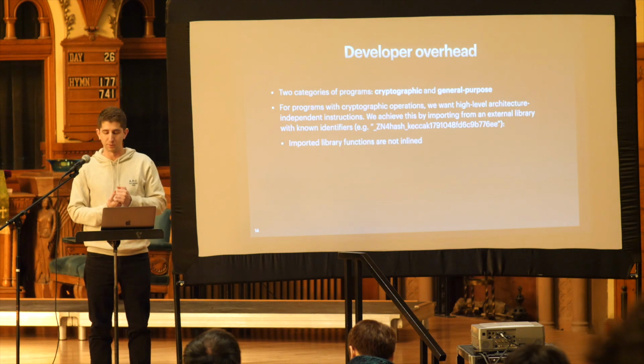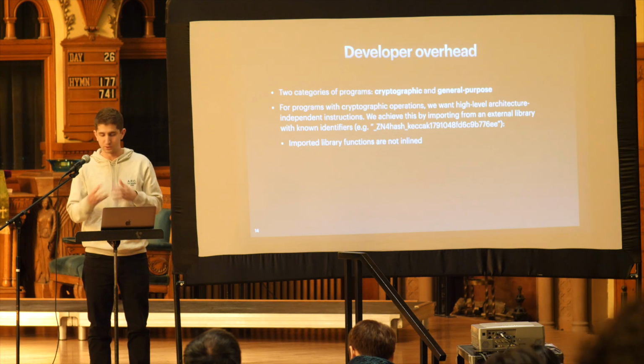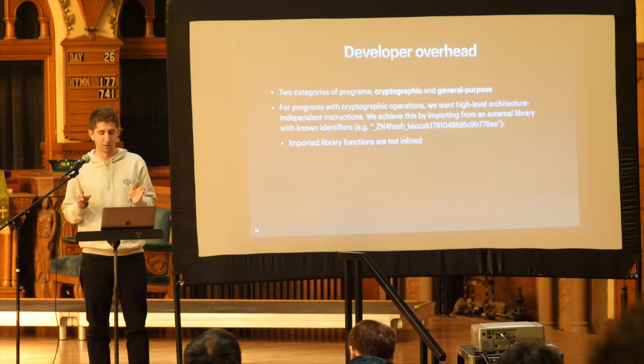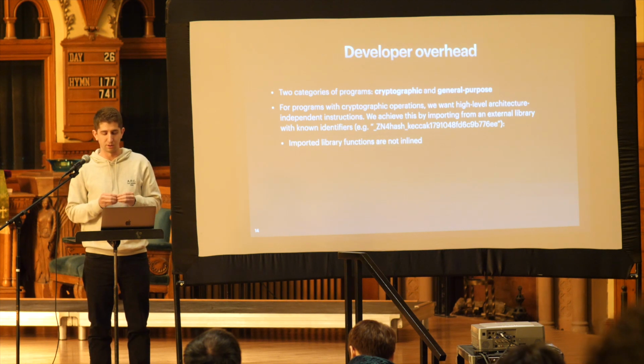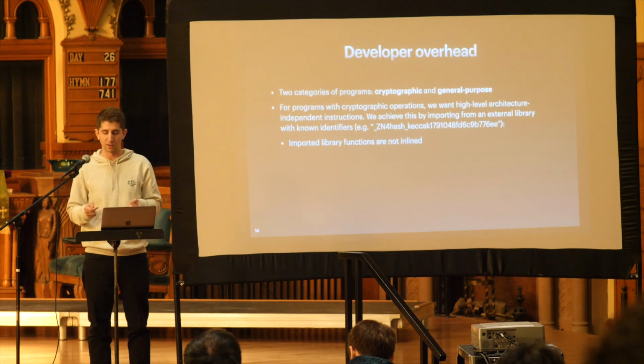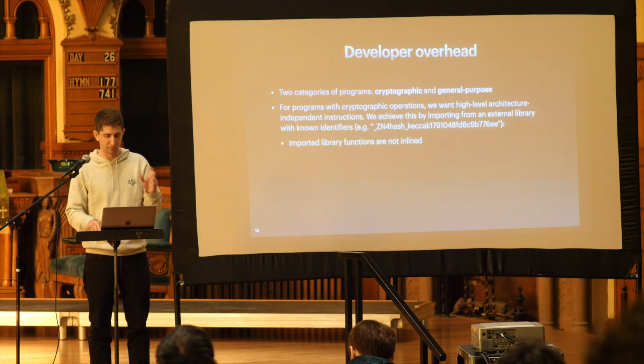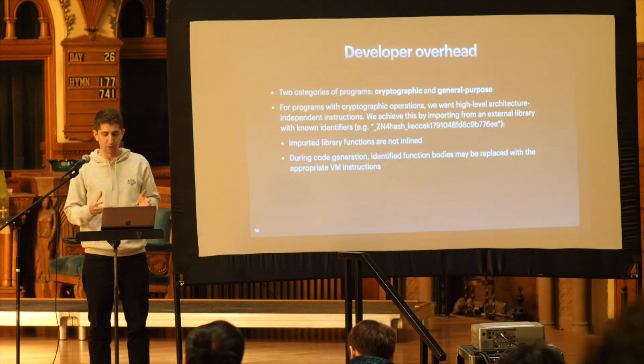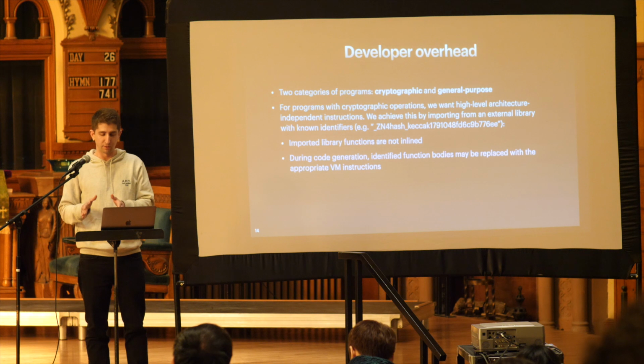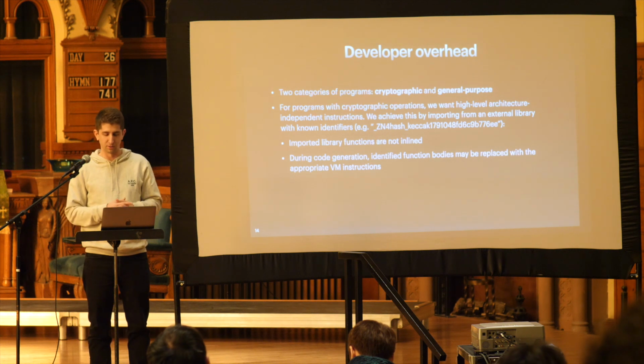And so the way to do that is to basically ask developers to replace libraries with those that are still written in Rust. The code is not any different, but the library functions are basically forced to not be inlined, so they have identifiers that we can pick out. During code generation, we just want to identify those function bodies and replace them with the appropriate VM instructions.